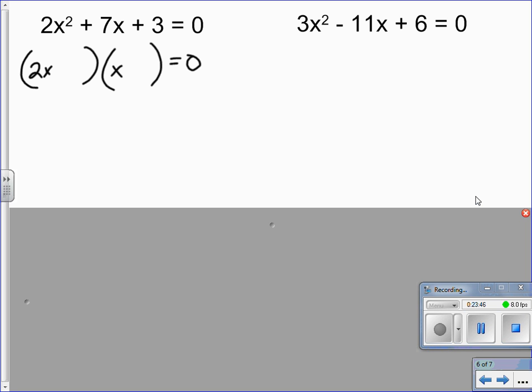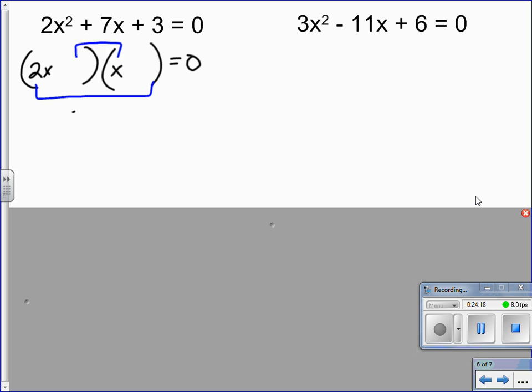What are factors of 3? 3 and 1. And then you can do a little bit of planning here, like where do you want to put your 3 and where do you want to put your 1? If I put 3 first and 1 second, think about your outside and inside terms. 3 first will give me inside terms of 3x, and a 1 out in the back will give me a 2x. 3x and 2x, will that make 7x?